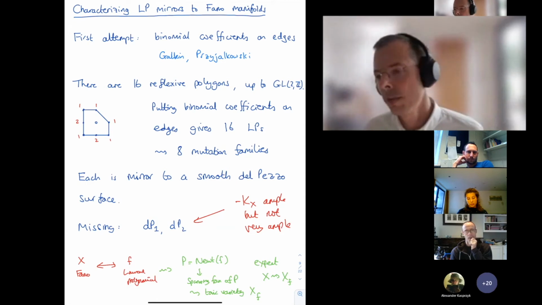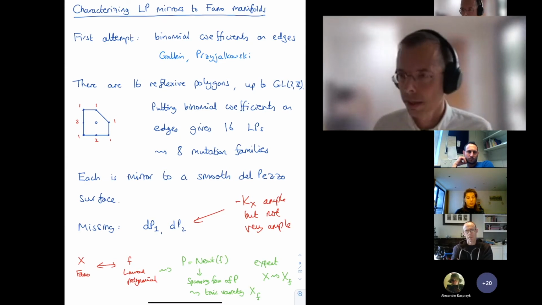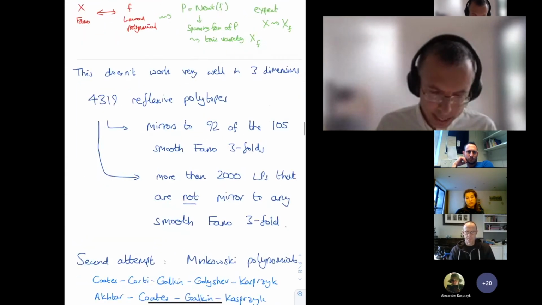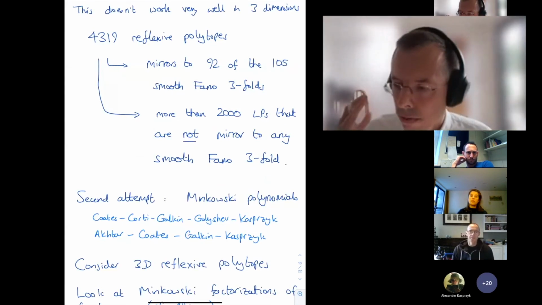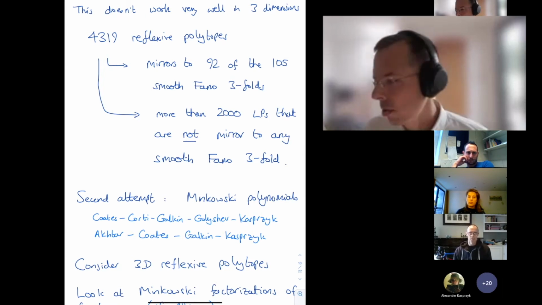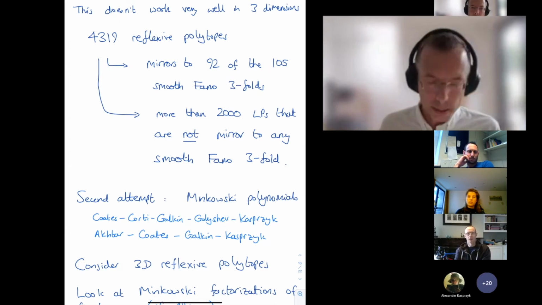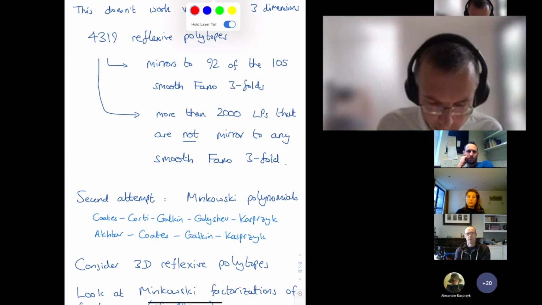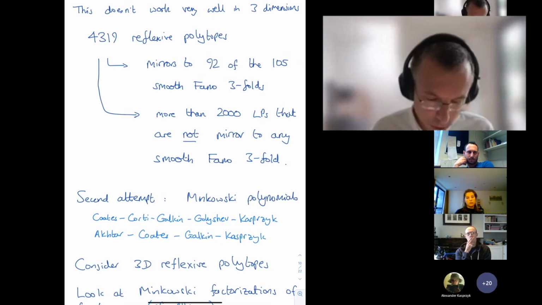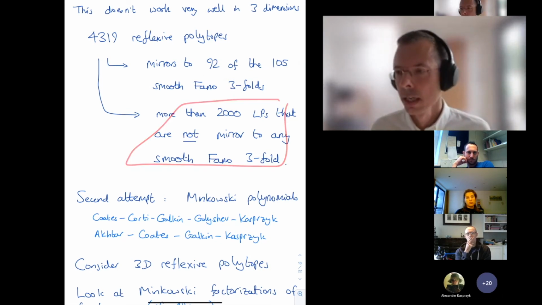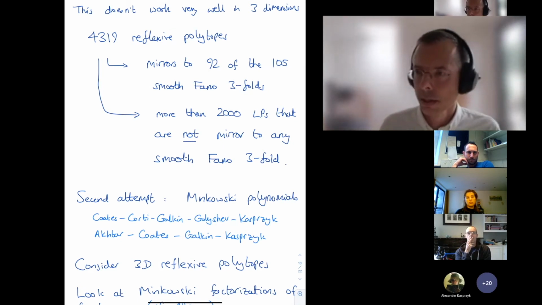You could put binomial coefficients on the edges of your polygon or polytope, and that scores you the Del Pezzo surfaces, most of them. It does not work brilliantly in 3 dimensions. There are 4,319 reflexive polytopes. You could apply this ansatz, and this gives you 4,319 Laurent polynomials. You do find mirrors to 92 of the 105 smooth Fano threefolds. That's pretty good. But you also find 2,000 things which are nothing to do with anything. So probably this approach needs some refinement.